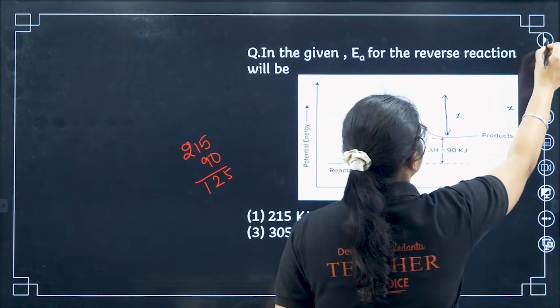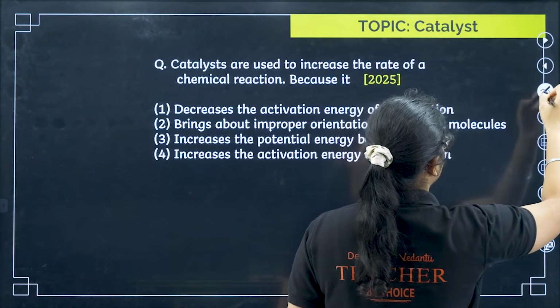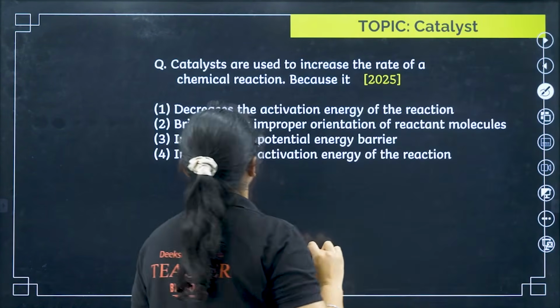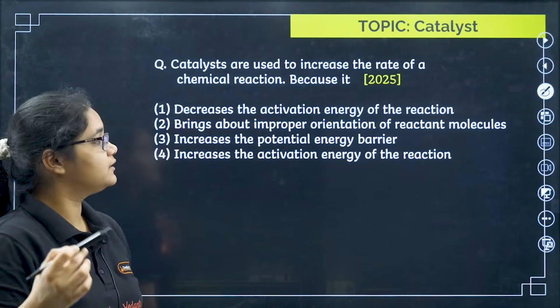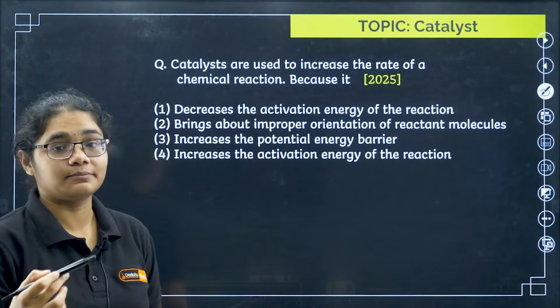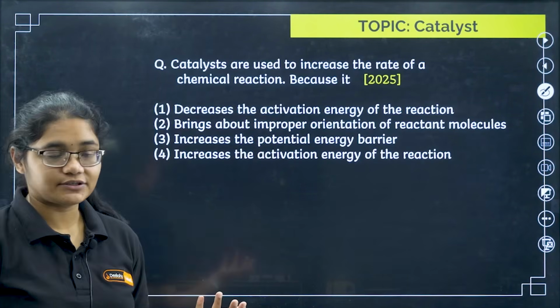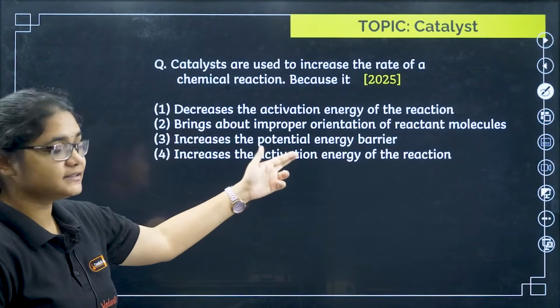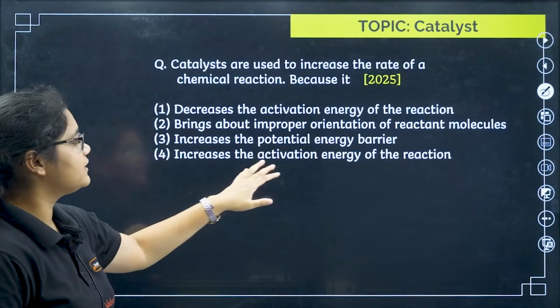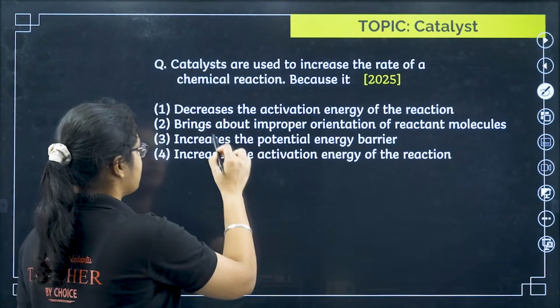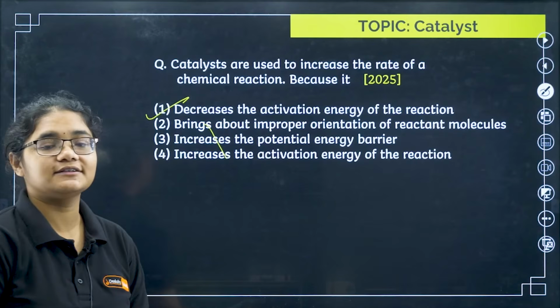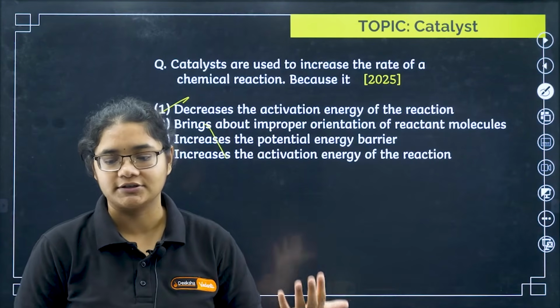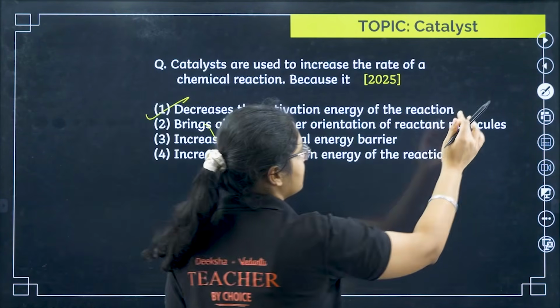Now moving to the next question. The question is from the topic of catalyst. Again a 2025 question. Catalysts are used to increase the rate of a chemical reaction because it decreases the activation energy of the reaction, brings about improper orientation, increases the potential energy barrier, or increases the activation energy. It does nothing of this. It decreases the activation energy, as a result of which the rate of the reaction increases. So option number 1.